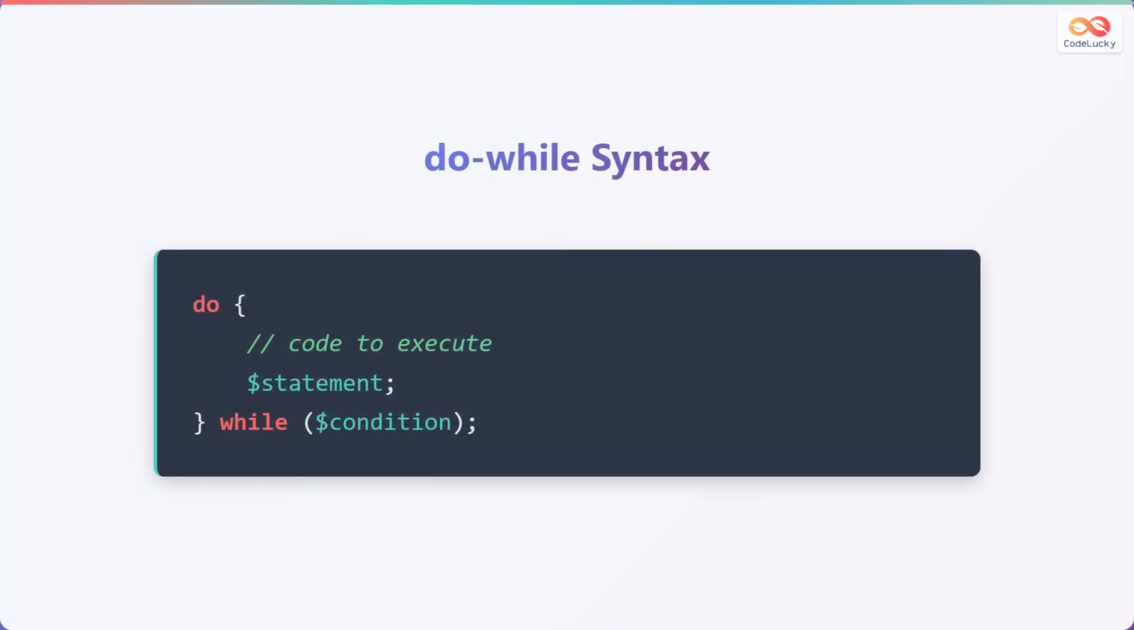Here is the syntax for a do-while loop in PHP. It starts with the keyword do, followed by curly braces that enclose the block of code which needs to be executed. Inside the curly braces, you will write your PHP statements. After the closing curly brace, the while keyword is used, followed by a condition inside parentheses. The loop continues as long as this condition remains true. It is important to end the do-while statement with a semicolon.